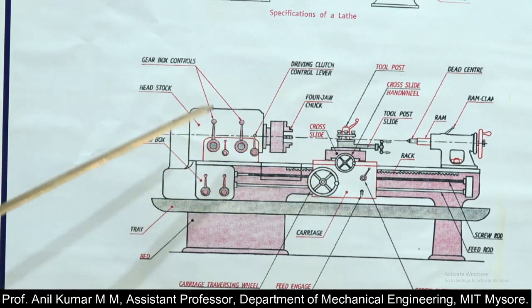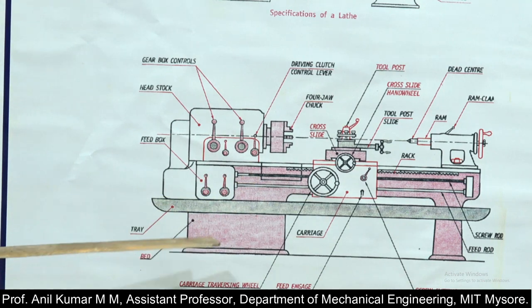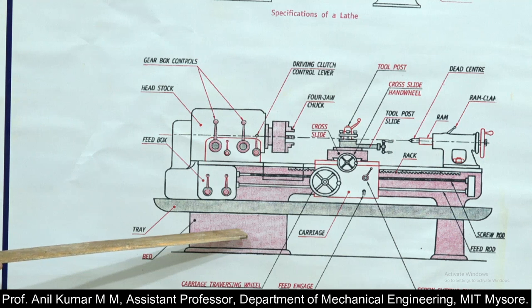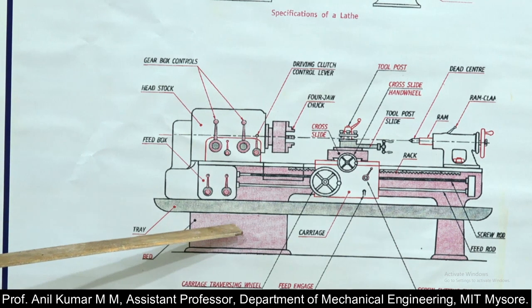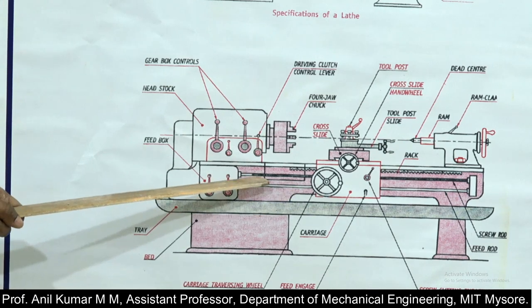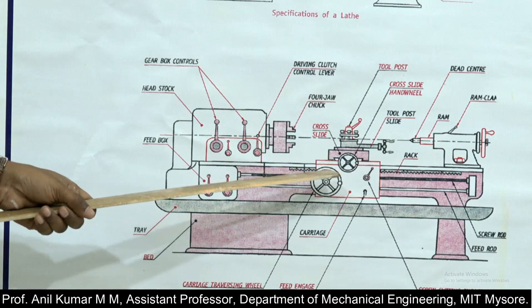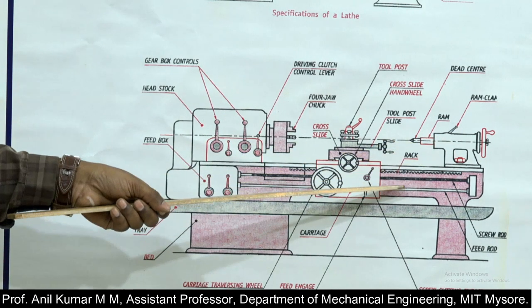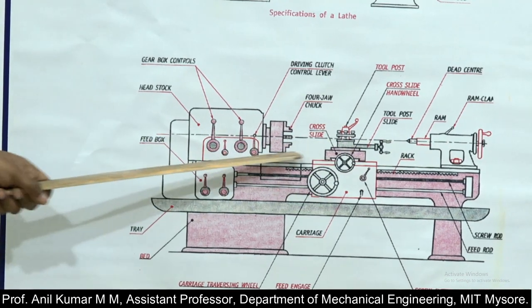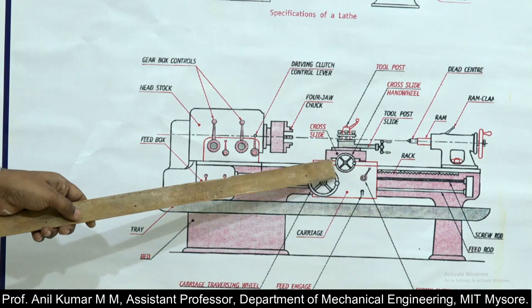These are the main components of the lathe. First one is the bed. It is the foundation part and it supports all other parts of the machine. The bed is made of cast iron, and at the top of the bed are two guideways, the inner guideways and the outer guideways. The headstock and tailstock are mounted on the inner guideways, perfectly aligned with each other, and the carriage is mounted on the outer guideways.